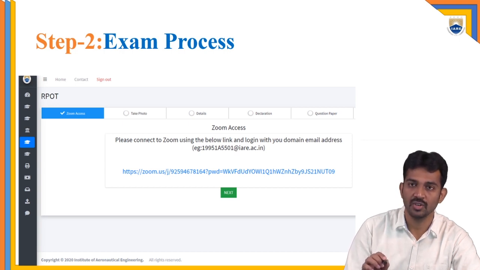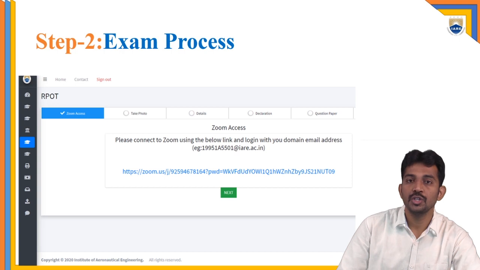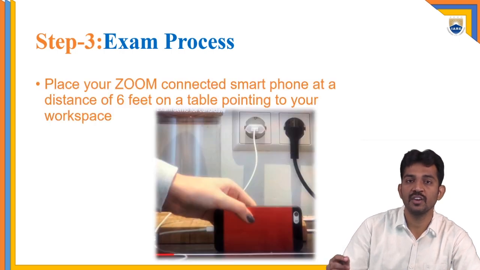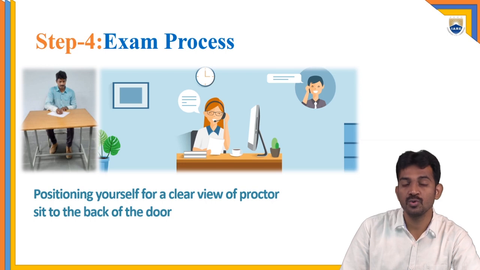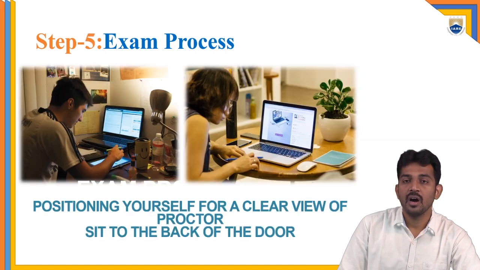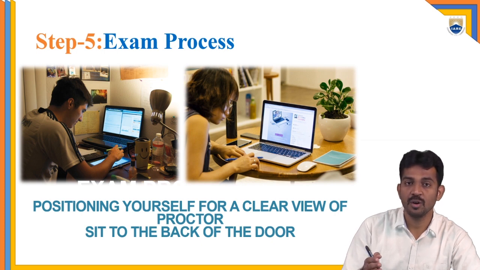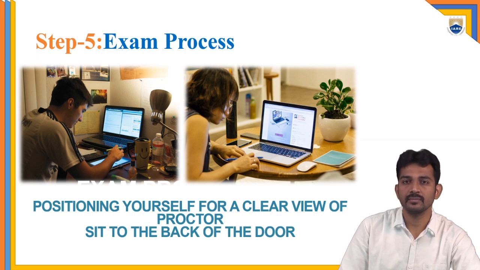Domain email ID only. When you log in to the Zoom, keep the device 6 feet away from you. Before going to your place, you show your room environment, the room tour. And also you should be behind the door. You are not allowed to sit in an open area or any corridor, anywhere. You should sit only inside the room, behind the door. And you should arrange your device and your working environment. The work environment should be very visible to the proctor as well as the supervisor.